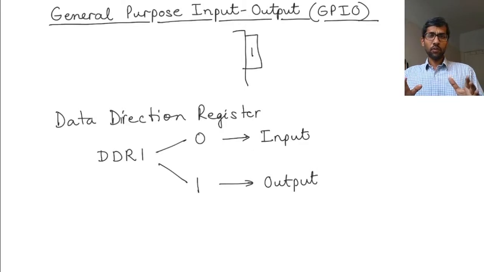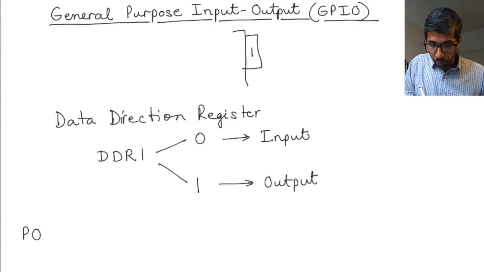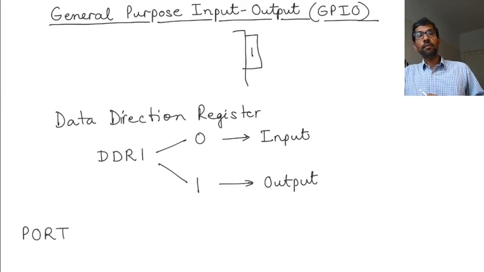Okay, but there is more to it, right? Because if the pin is an output, how do you write an output to the pin? So pin 1 is acting as an output, but you need some data to be written. So let's say I want to write a 0 on the pin. How do I write a 0 on the pin? The way I write 0 on a pin is by using another register. Whatever is stored in this register is outputted when the pin is set as an output. That register is called port. Port 1 for the pin number.